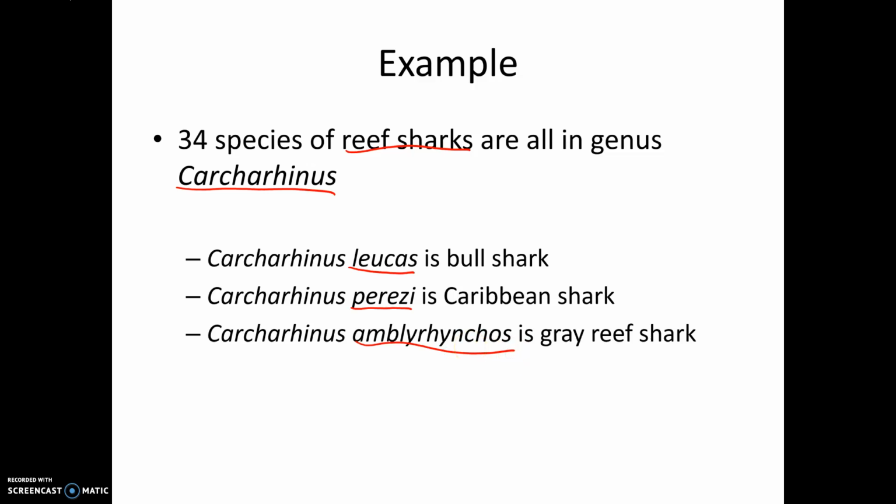But we know, since they all have the same genus, that they are very similar in our phylogenetic tree, or in our classifications. They're all different types of reef sharks. So that's going to be really important when we start talking about specific animals, is that we characterize them by both their genus and species name.